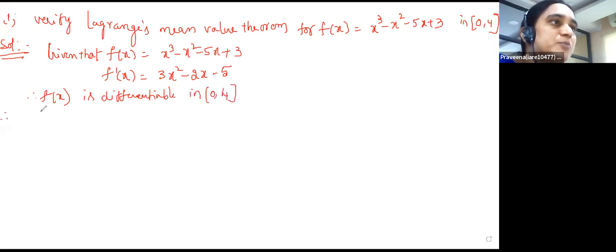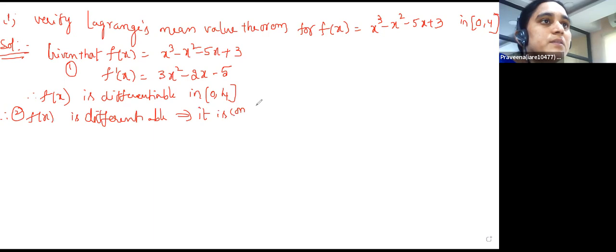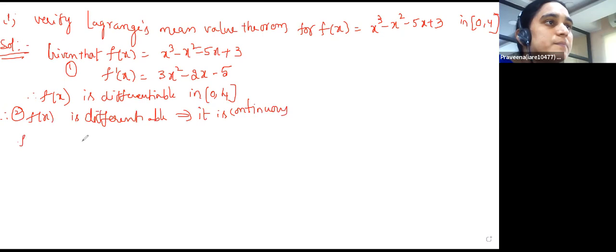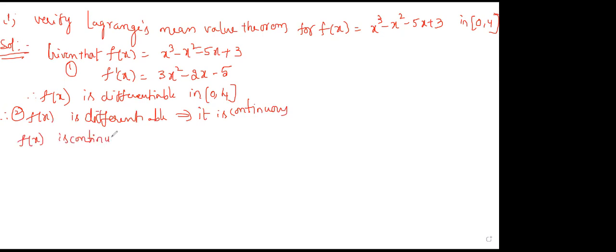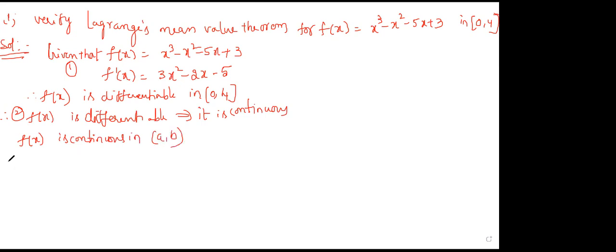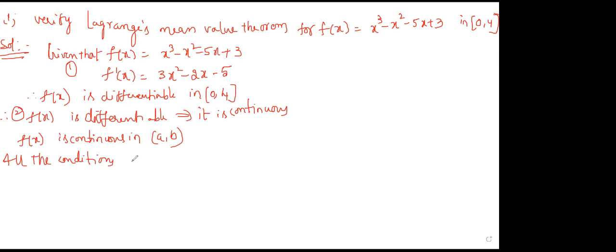If it is differentiable, it is definitely continuous, right? This is the first point. And the second point, f of x is differentiable, so from that it is continuous. Therefore, f of x is continuous in open interval a, b. All the conditions, only two conditions for Lagrange, are satisfied.